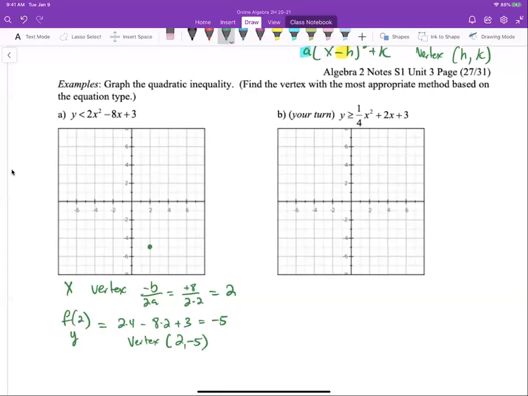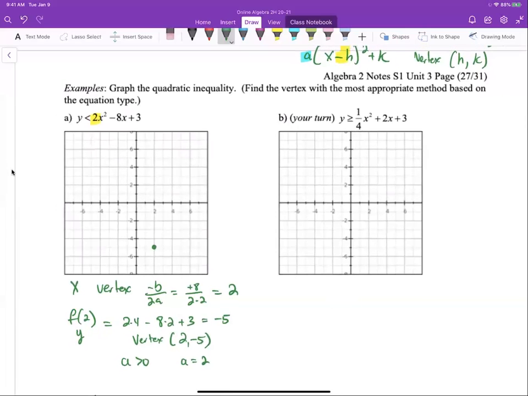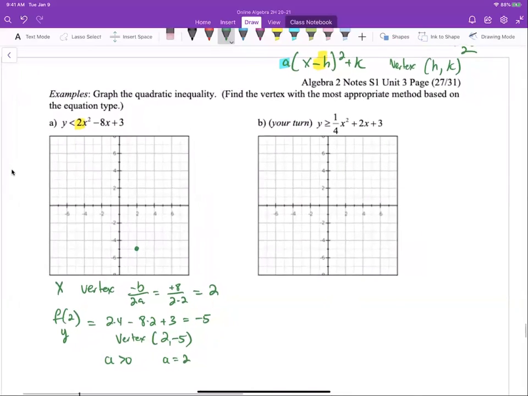Now what do we do? Well, let's take a look at a. a is greater than 0 because a is equal to 2, so we know that the parabola opens up. The other thing that we can notice is that we have a vertical dilation of 2. If it's a parabola, we would have expected, if you recall, that if I went over 1, I should have gone up 1. If I went over 2, x squared, I would have gone up 4.